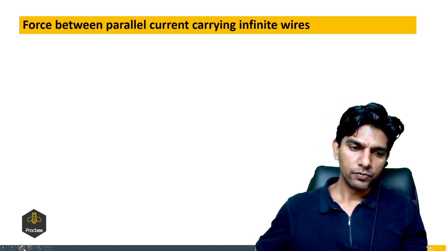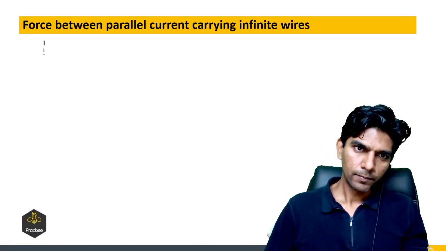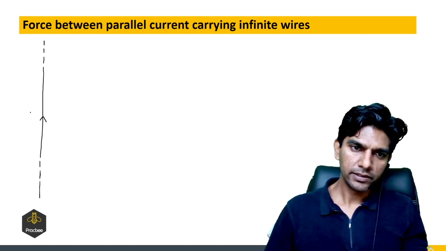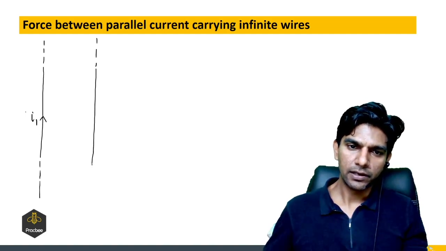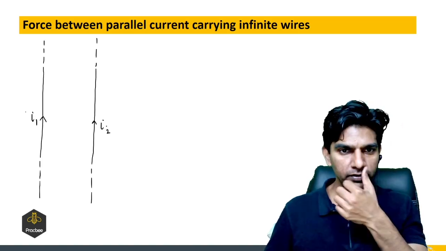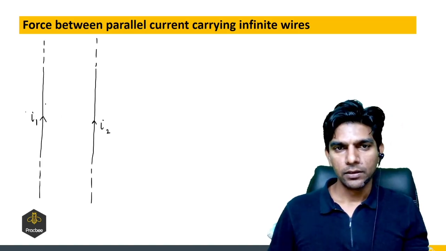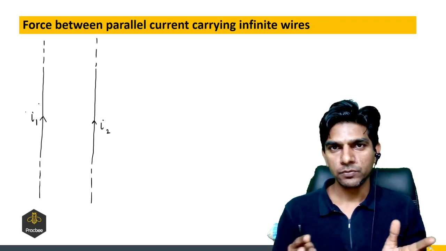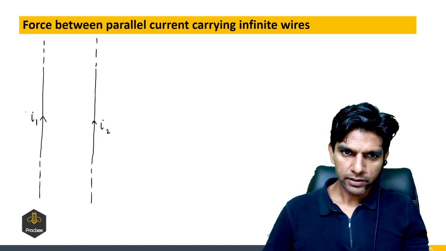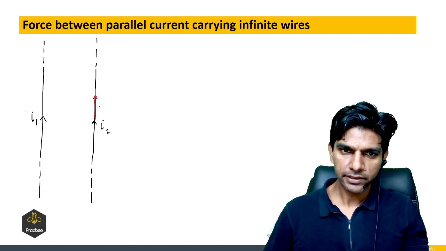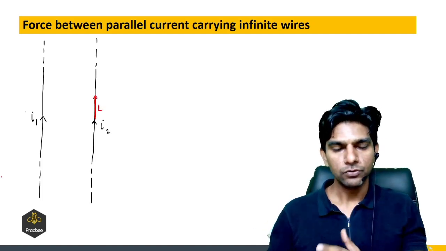Let us see. So we have two infinite current carrying wires. Let us say it has a current I1 and there is another wire which is parallel to this, and it is also carrying current in the upward direction, and the current is I2. Now we want to find what is the force of interaction between these two wires. So what I'm going to do, I will consider a particular length. Let us say I have considered that much length of wire 2.